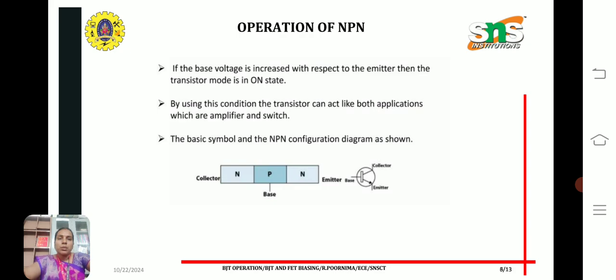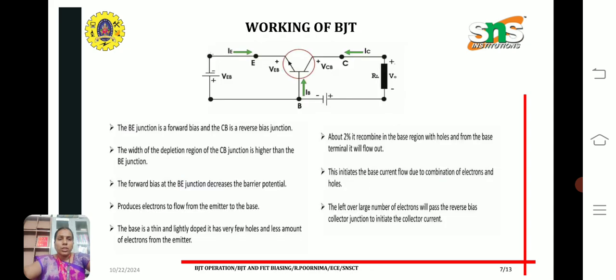In this diagram, the symbol of the NPN configuration is given, where the collector is N type, the emitter is N type, and the base is P type. And the working of the BJT. The base emitter junction is forward biased. We can see in this diagram that the emitter terminal is connected to the negative of the battery, and this is the NPN transistor. The base emitter junction is forward biased and the collector is connected to the positive of the battery, so it is in the reverse bias condition.